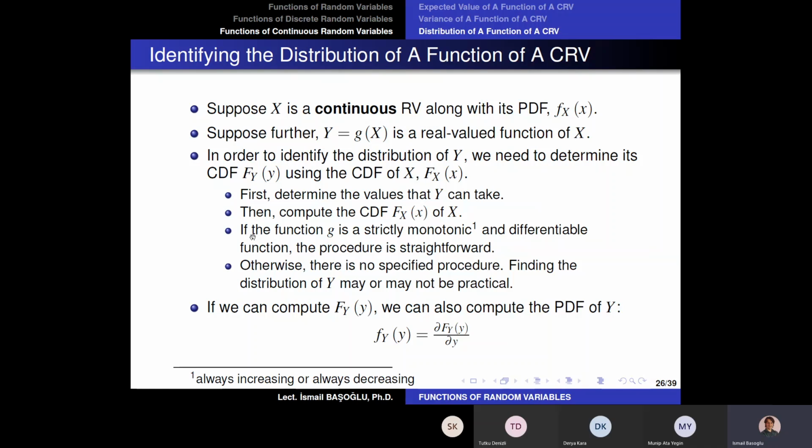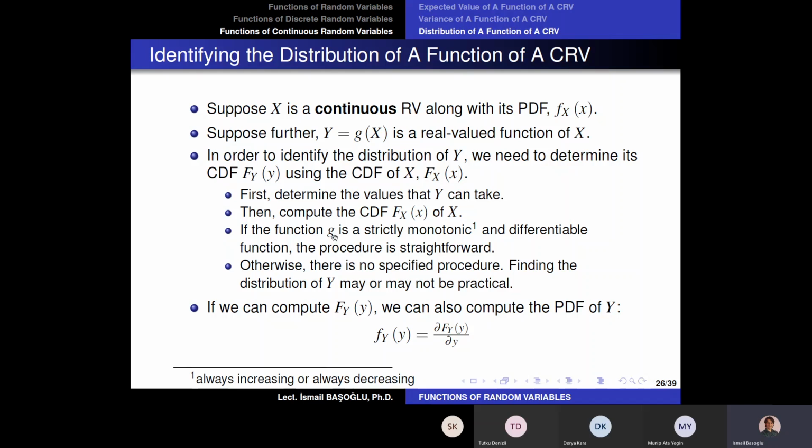Now here's a theory. It says if the function g, the transformation that converts the input random variable to the output, is a strictly monotonic and differentiable function, then the procedure is very easy and straightforward, which we are going to practice today. However, if g does not satisfy these properties, then there is not a specified procedure. Finding the distribution of y may or may not be practical. It may be possible or it may not be possible in that case.